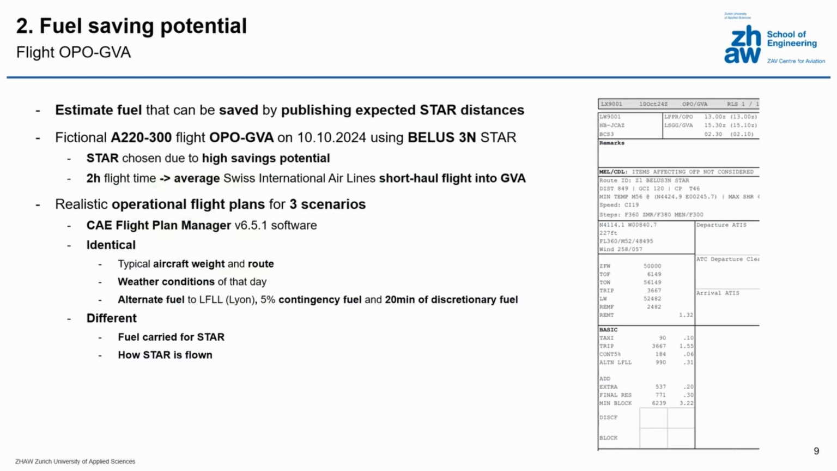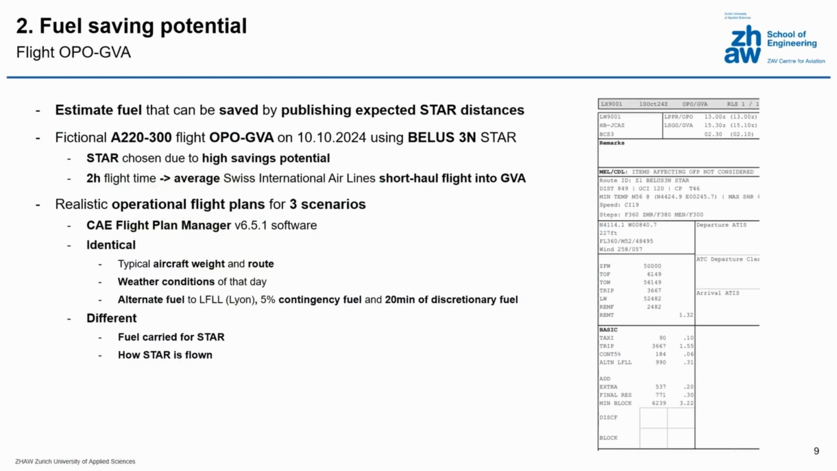And the route from Porto to Geneva was chosen since it has a flight duration of about 2 hours, which perfectly aligns with the flight duration of an average short-haul flight operated by Swiss International Airlines into Geneva. Based on this fictional flight, we then created realistic operational flight plans for 3 different scenarios using the CAE Flight Plan Manager software. And thereby the majority of variables or parameters across the 3 scenarios actually remained the same.